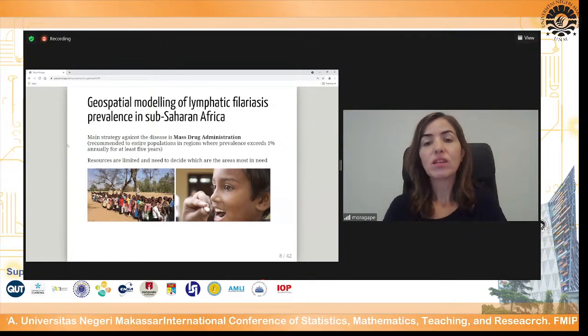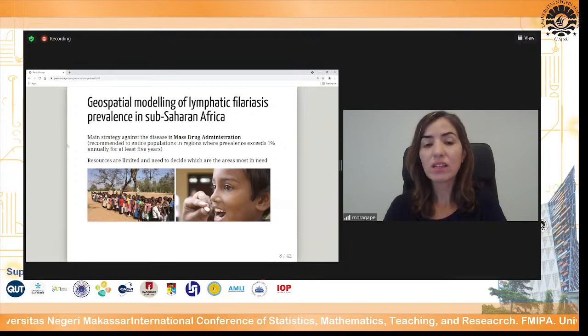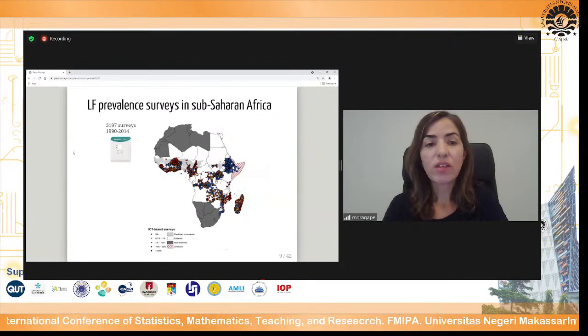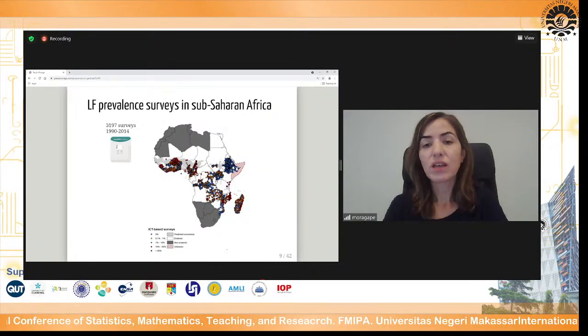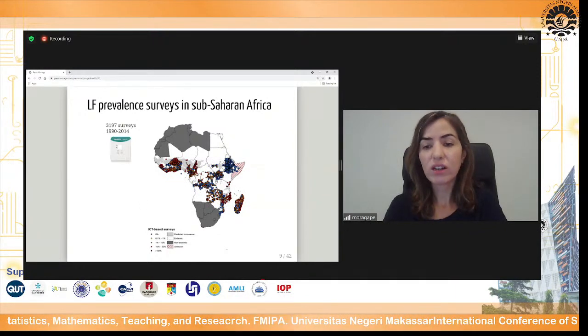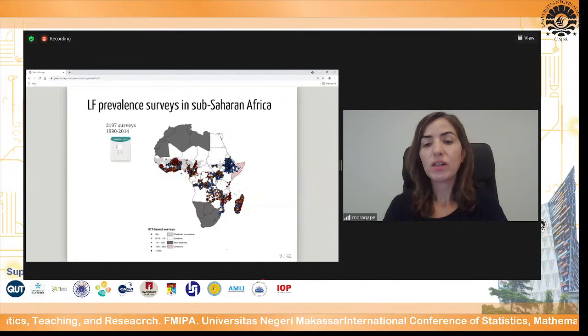And ideally, we would give the drugs to everyone that needs them, but in reality, resources are limited, and we need to decide which are the areas most in need. So in this study, we had 3,000 surveys of lymphatic filariasis in Sub-Saharan Africa from 1990 to 2014. Here you can see that there are some locations with very high prevalence and some locations with very low prevalence, but we don't know anything about the areas that don't have data.